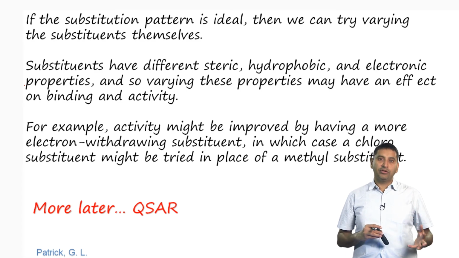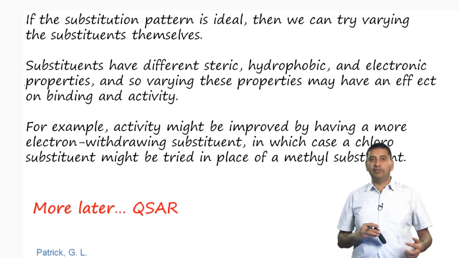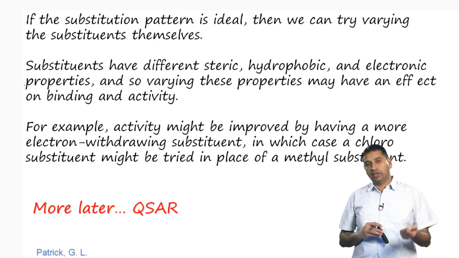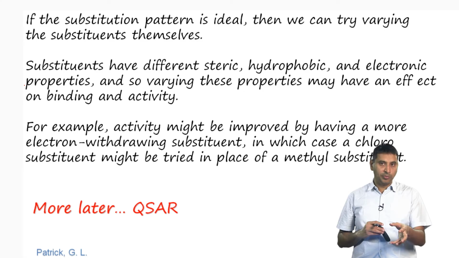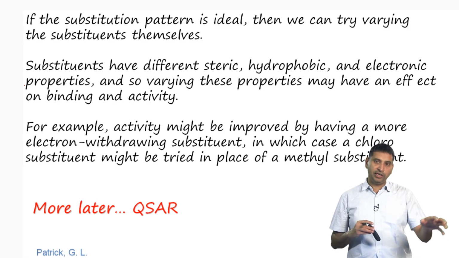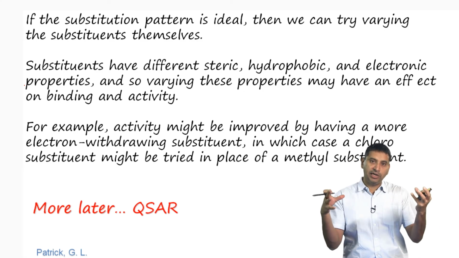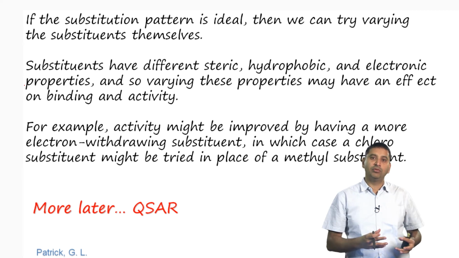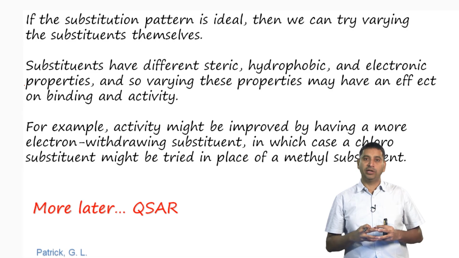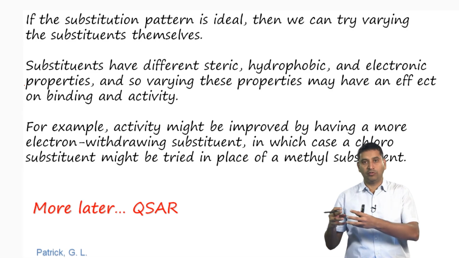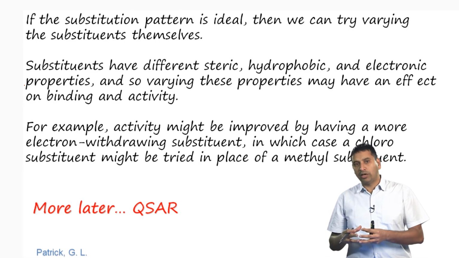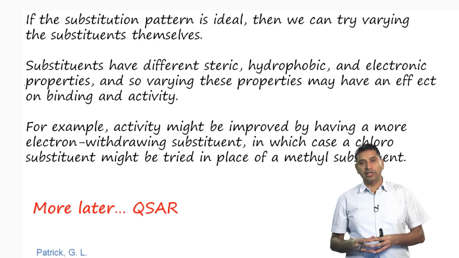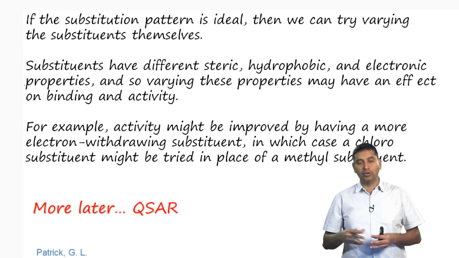So, if the substitution pattern is ideal, then we can try varying the substituents themselves. Okay. So, for example, substituents which can have different steric, hydrophobic or electronic properties can be varied, and this will have an effect on the binding and the activity. So, one way is to try a more electron withdrawing substituent, such as a chloro substituent, instead of a methyl group. We will look at more of these in detail when we are looking at quantitative structure activity relationships in a few lectures from now.